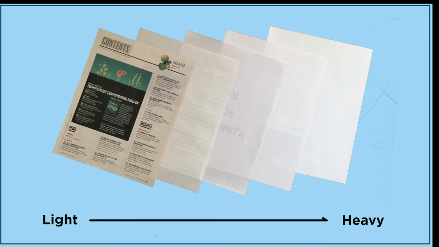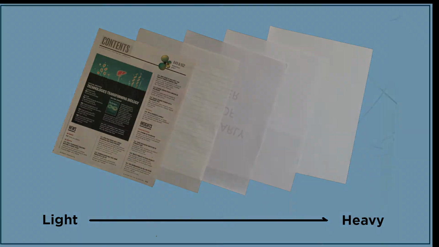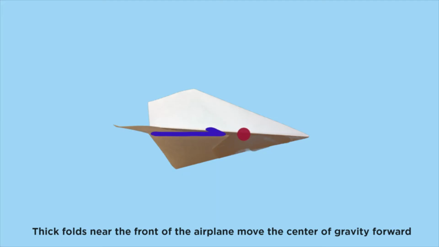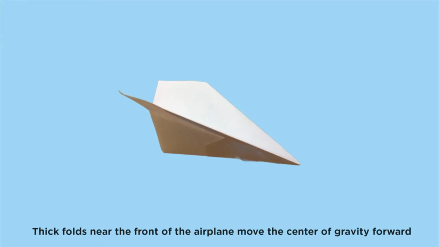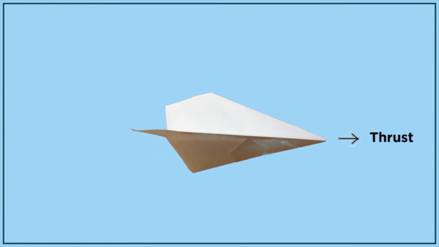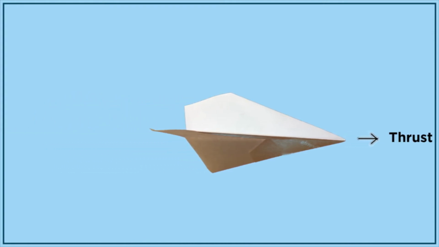The overall weight depends on the kind of paper you use, but the thickness of the folded paper in different parts of the airplane affects which part of the plane gets pulled down more. The force that pushes the airplane forward is called thrust. When you throw the airplane, you are supplying this force.